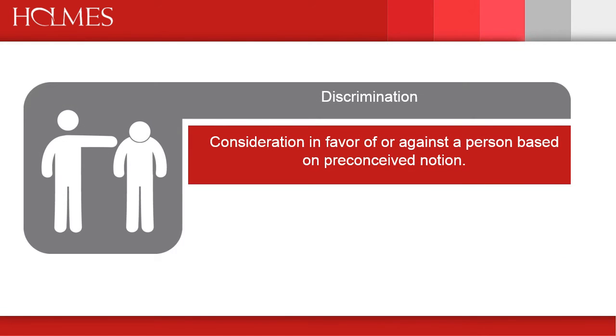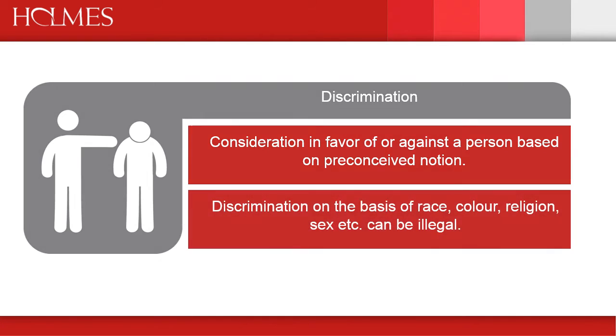Discrimination is the act of consideration in favour of or against an individual based on some preconceived parameter. Discriminating against an individual on the basis of race, colour, religion, sex, marital status, sexual orientation or disability, etc., is considered illegal. For example, promoting an employee based on their race rather than on individual merit.